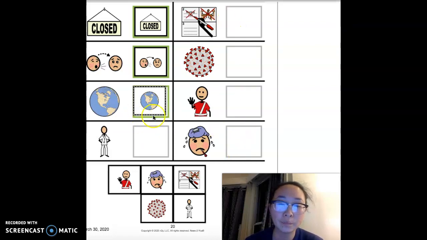This picture here, this icon is a doctor. And so the doctors are here to help us feel better, to help take care of us, to help figure out ways to stop the spread of the coronavirus. The doctor is over here.